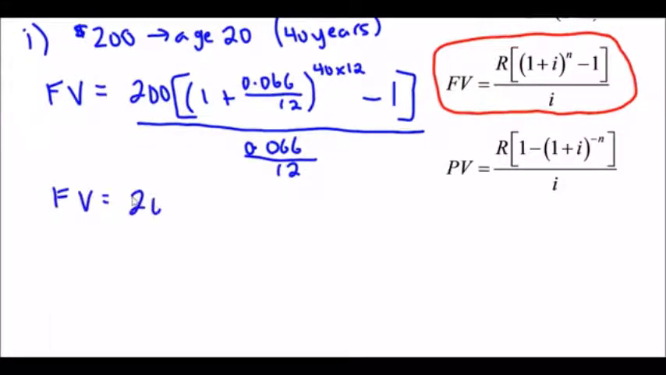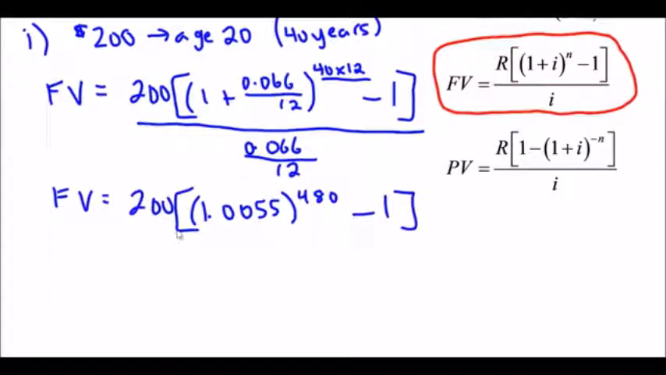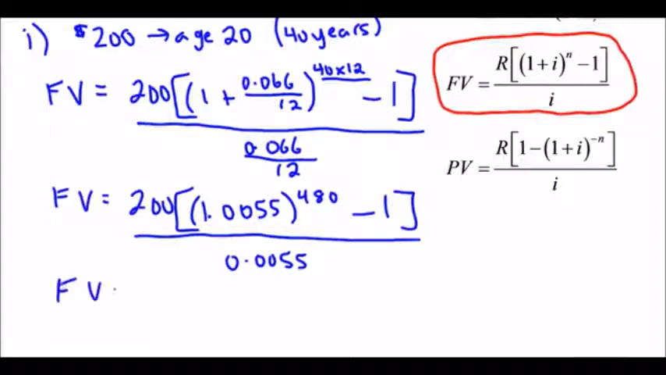So let's see what we have. Inside the bracket is a bracket, so I deal with that first. 0.066 divided by 12, and then I'll add 1, and I get 1.0055. The exponent is 40 times 12, so that's 480, and then subtract 1 and divide by 0.066 divided by 12. Of course, I've already done it above, I just added 1. So this is where I'm at. Now let's keep going.